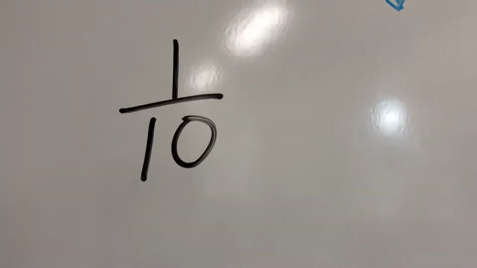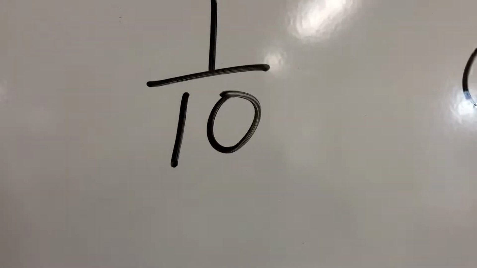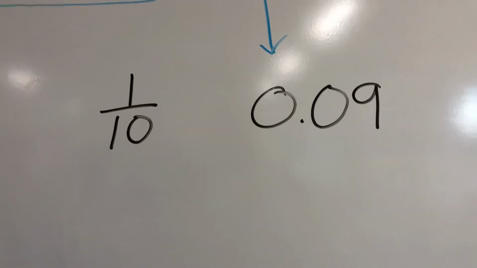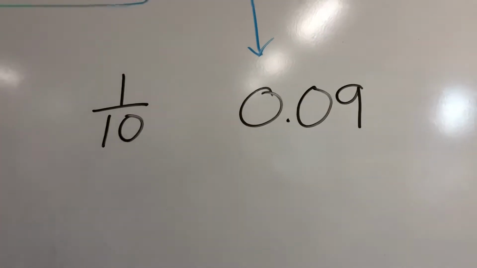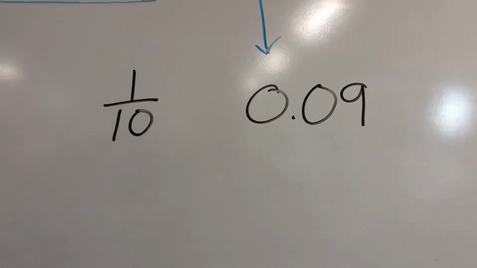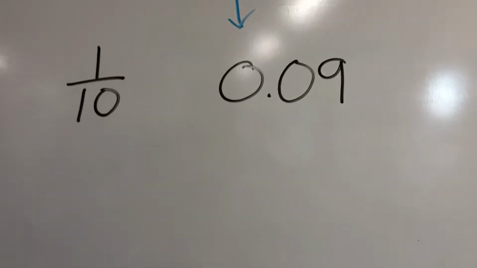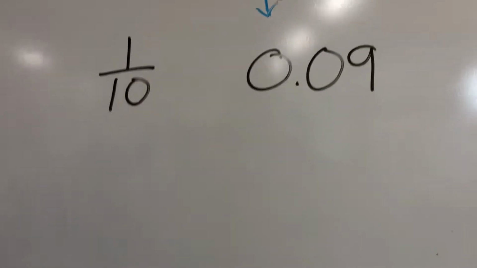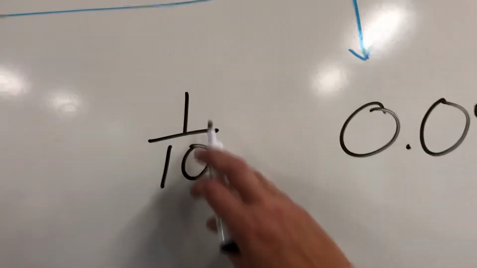First one, let's take a look at this. If we have 1 over 10 and 0.09. A little harder to tell when we have that fraction and a decimal. So I'm going to change these both into the same format. Now, it's completely up to you how you'd like to change this. In this case, I'm going to change this one into a decimal.